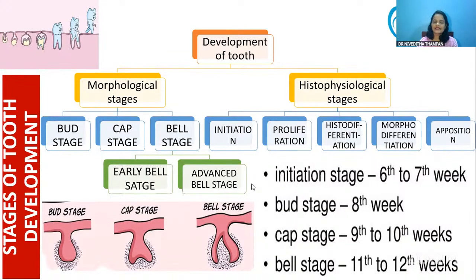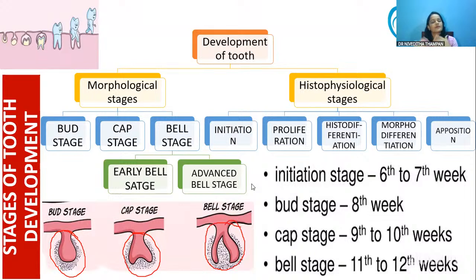Morphological stages are mainly described based on the shape of the enamel organ. So what determines the morphological stages? The shape of the enamel organ. Based upon the shape of the enamel organ, the morphological stages of tooth development have been divided into three. We have the bud stage, where the enamel organ looks like a bud, the cap stage, where the enamel organ looks like a cap, and the bell stage, where the enamel organ looks like a bell. So these are the three stages of tooth development.